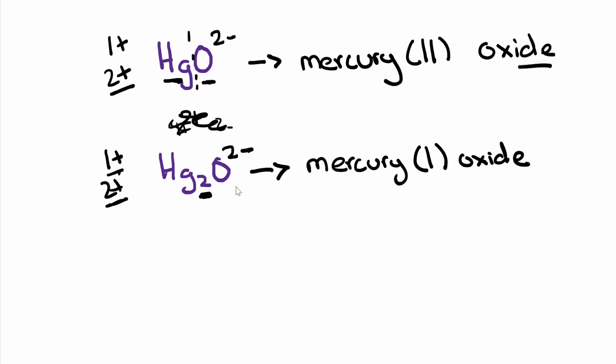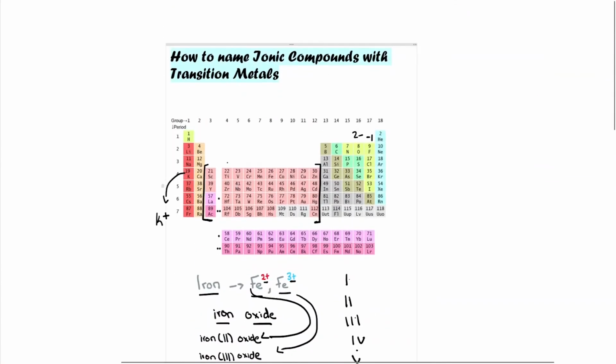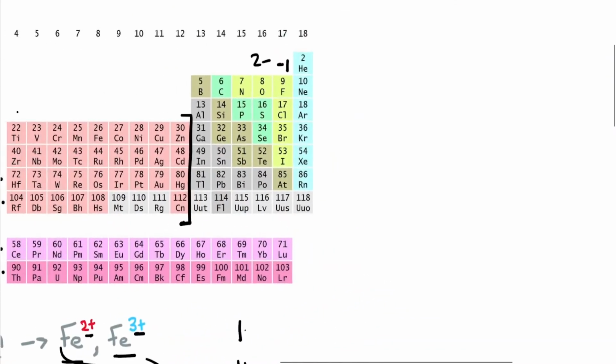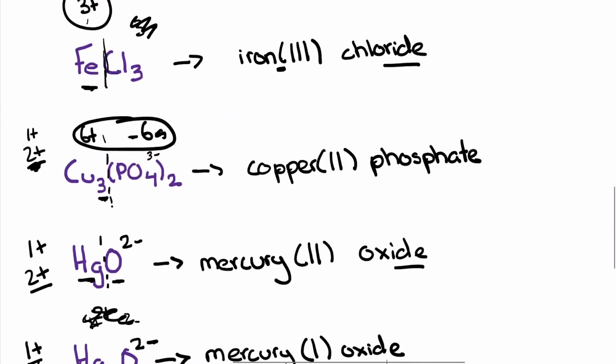All right. So in this video, we looked at ionic nomenclature, naming ionic compounds with transition metals. We looked at what transition metals are, where you can find them, and strategies you can use to name these kind of compounds.